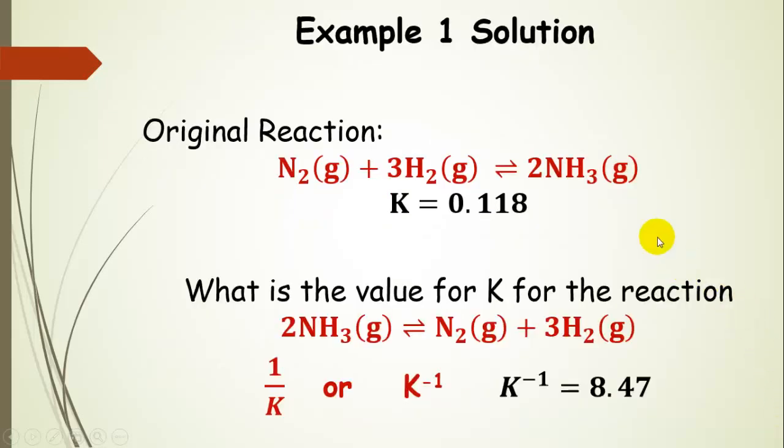Okay, so looking at our original reaction, we see that we had nitrogen and hydrogen reacting to form ammonia. And in our new reaction, we have ammonia that is in equilibrium with nitrogen and hydrogen as products. The equilibrium constant value for the reversed reaction is going to be 1 divided by 0.118, or we can take 0.118 to the -1 power, and we're going to get 8.47. So that's the equilibrium constant for the reversed reaction.